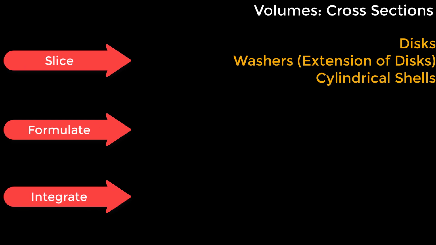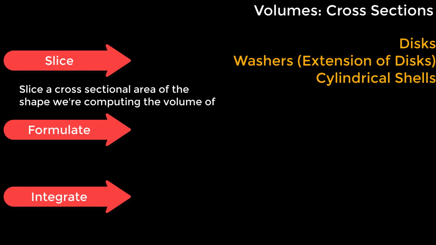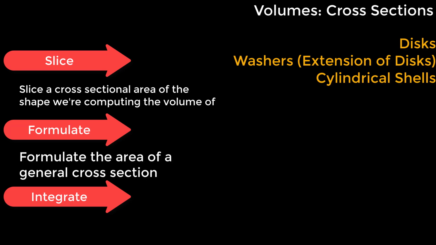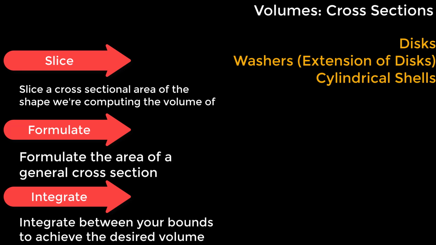More specifically, we want to slice some cross-section of the shape we're computing the volume of. We'll then formulate the area of some cross-section, and then we'll integrate to receive the desired volume. This is because if we integrate an area function, our integral will be in terms of the next dimension. Area is two-dimensional, and volume is three-dimensional. Let me show you how to use this guideline for cross-sections in the following example.